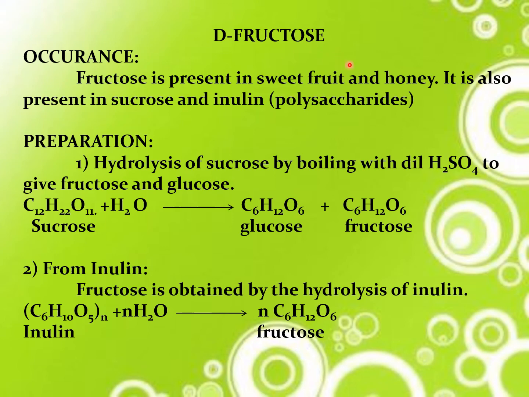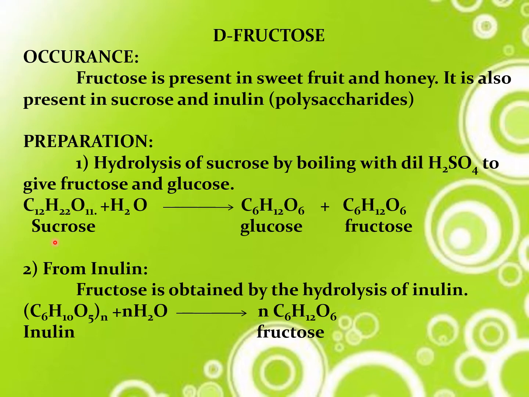In this chapter, we will see the reactions of fructose. Occurrence: fructose is present in sweet fruit and honey. It is also present in sucrose and inulin. Inulin is a polysaccharide. Preparation. First one is hydrolysis of sucrose by boiling with dilute sulfuric acid, we will get fructose and glucose.